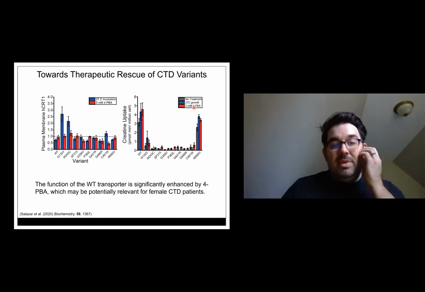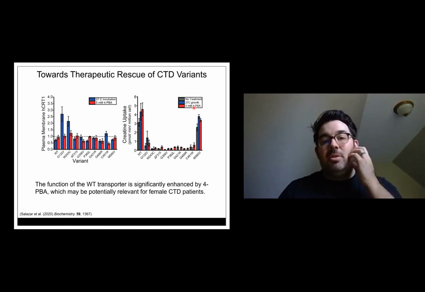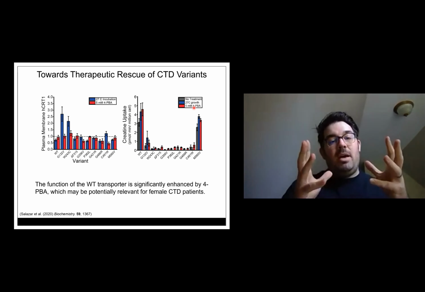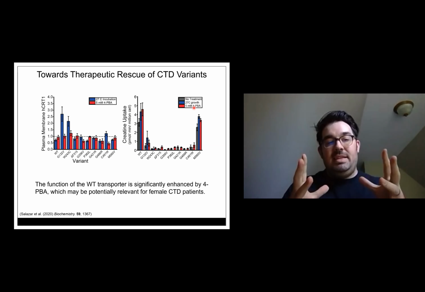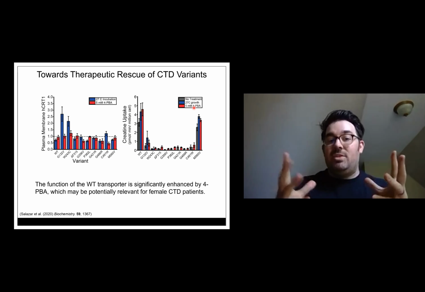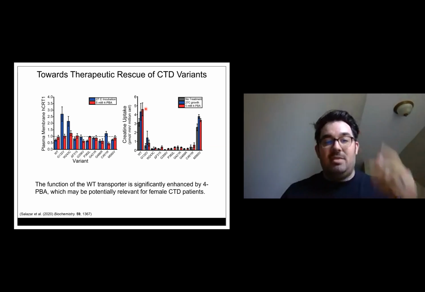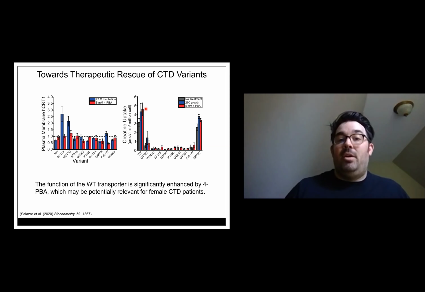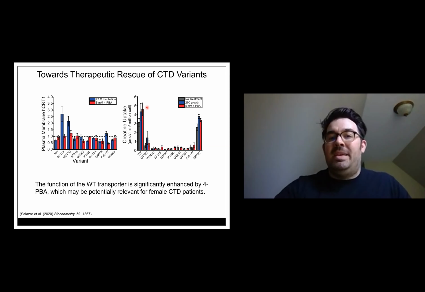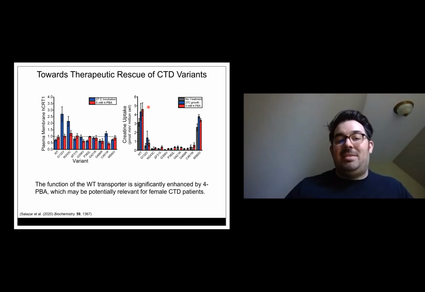And that actually could be interesting for people thinking about clinical trials, because the female patients with CTD should have haploinsufficiency. They should have one wild type copy. So it's possible that this compound might help rescue or boost the activity of the one wild type allele. So just something to keep in mind. Again, not clinical advice, but just some interesting food for thought.